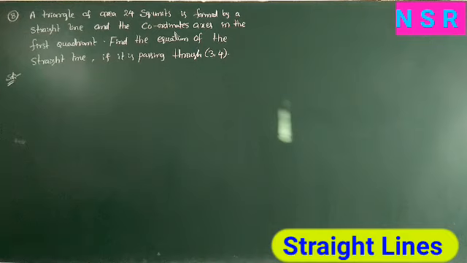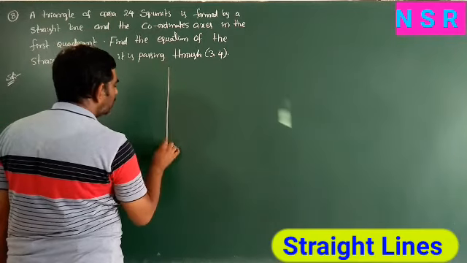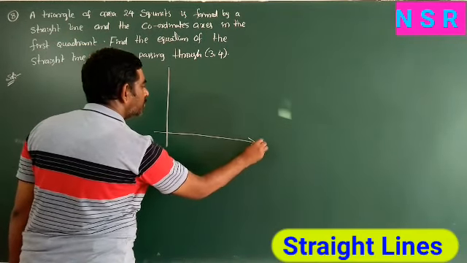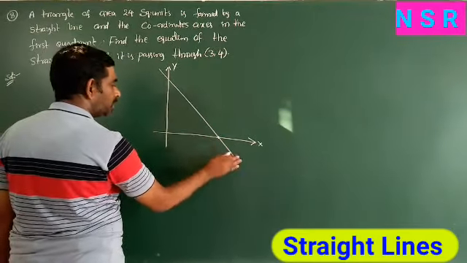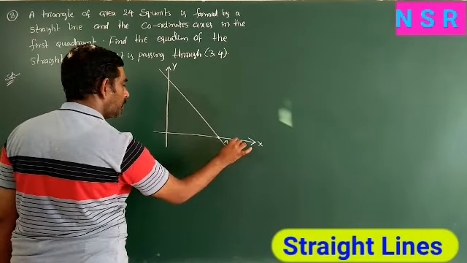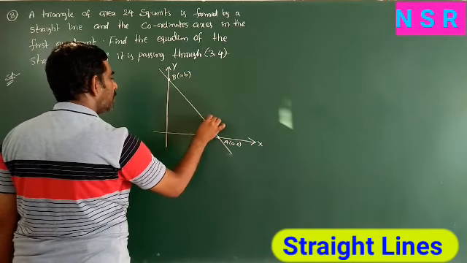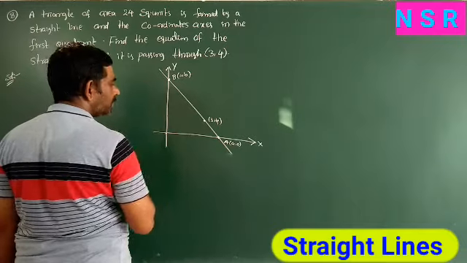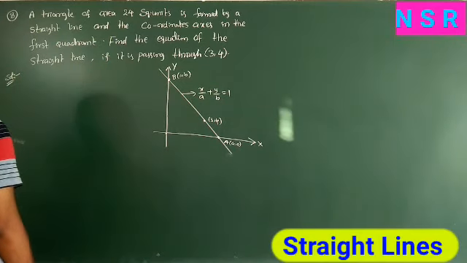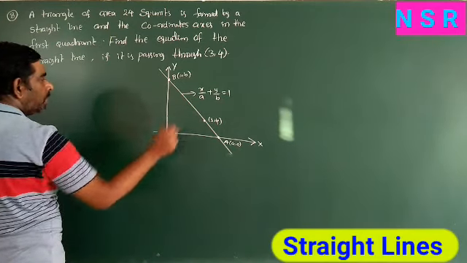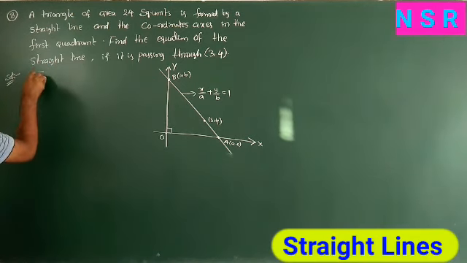So next, question number 8. A triangle of area 24 square units is formed by the coordinate axes and a straight line passing through the point (3, 4). This line touches the x axis at (a, 0) and the y axis at (0, b). If it touches the x axis and y axis at a and b, then automatically it is the intercept form x by a plus y by b equals 1. Also the area of triangle OAB is given as 24 square units. Using this condition, find that straight line equation.